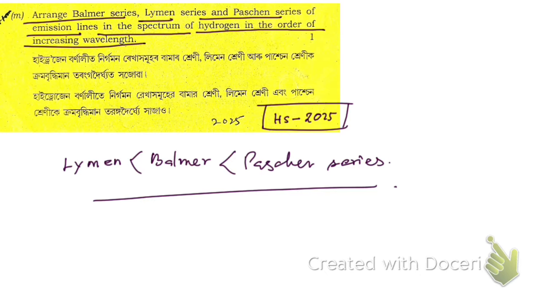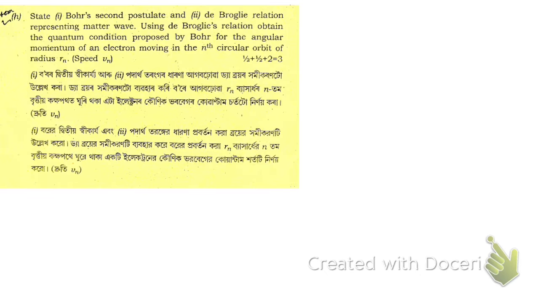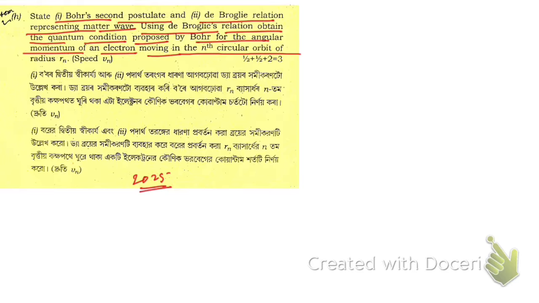Now let me take the next question. This was also asked in the 2025 AHS final examination. State Bohr's second postulate and de Broglie relation representing the matter wave. Using de Broglie's relation, obtain the quantum condition proposed by Bohr for angular momentum of an electron moving in the nth orbit of radius Rn, speed Vn. First, let me write Bohr's second postulate.